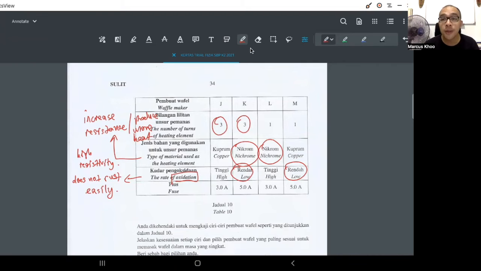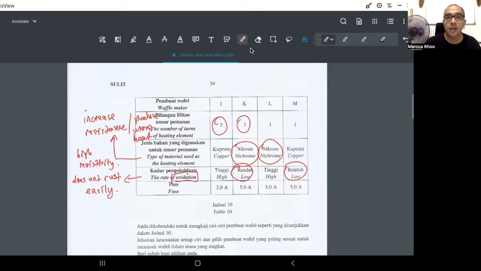rust easily lah. If let's say the question is, if let's say this table it doesn't say the rate of oxidation, it says the rate of rusting. Wow, then you have to think of another reason. You cannot say the rate of rusting is low so that it does not rust easily. You cannot say that combination. You have to use another combination. The rate of rusting is low so that it will last longer, blah blah blah blah.